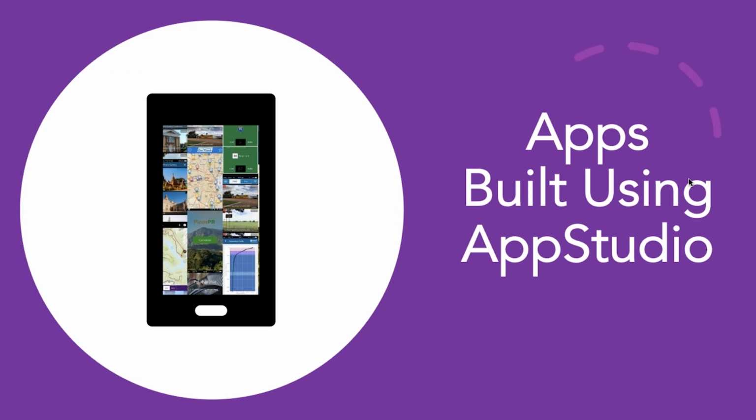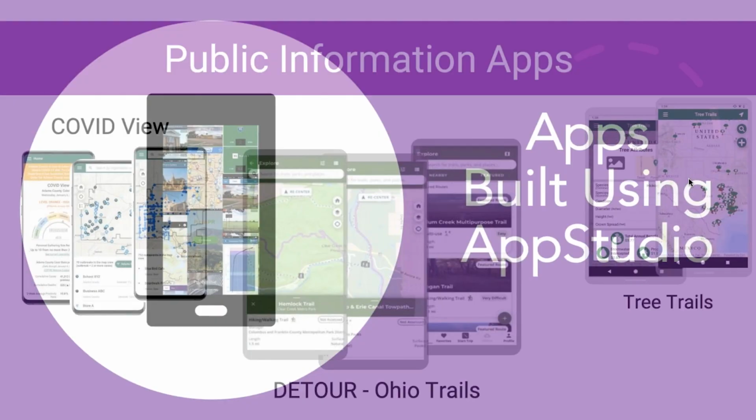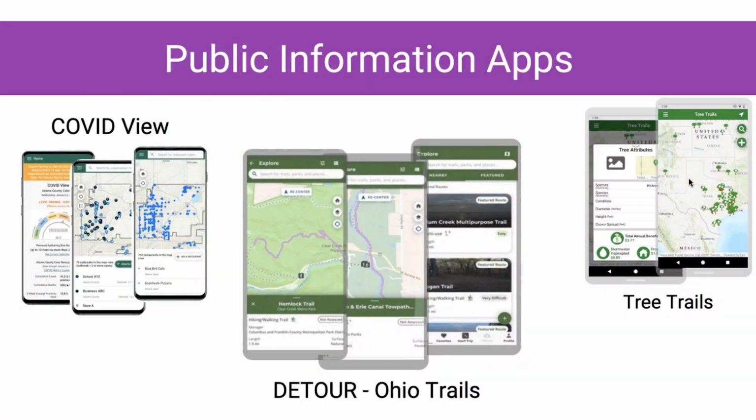Now with that, let's review a few of the kinds of apps that people are building today with ArcGIS AppStudio. We see people building public information apps, such as this Detour Ohio Trails app built by the state of Ohio that allows you to see trails in different locations, zoom in, get information about those trails, and then take them offline so you can go hiking. Typically, these kinds of apps are published into public app stores so people can easily and readily download them from those app stores.